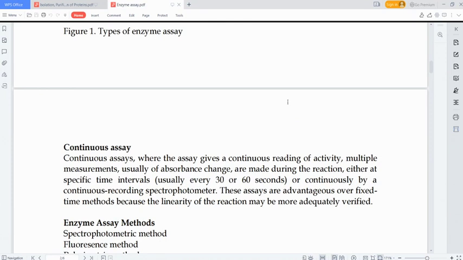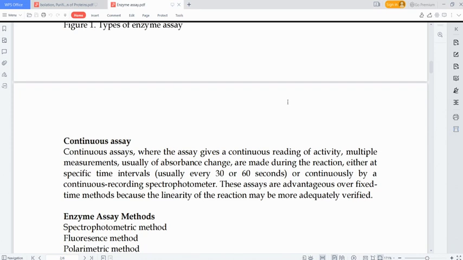Now let's look at continuous assay. We say continuous where the assay gives a continuous reading of activity. Multiple measurements, usually of absorbance changes, are made during the reaction, either at specific time intervals, maybe 30 seconds, 60 seconds, 1 minute, 2 minutes, and so on, or continuously by a continuous recording in the spectrophotometer. These assays have an advantage over fixed time methods because the linearity of the reaction may be more adequately verified.